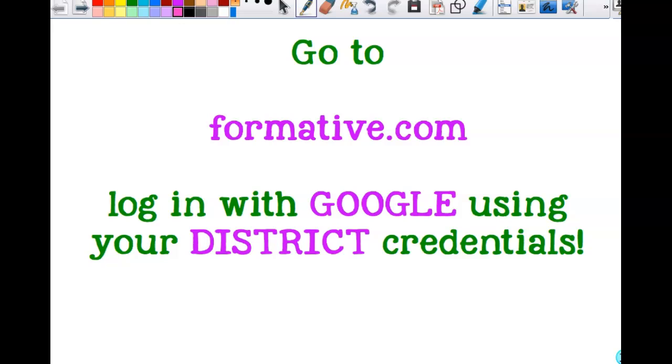So I need you to go to formative.com. When you get there and you click on login, make sure you log in with Google, and use your district credentials. That way, when you get in there, you didn't have to join that class, because you joined my Google Classroom, and you're automatically in my formative class, and you should see today's notes, okay?